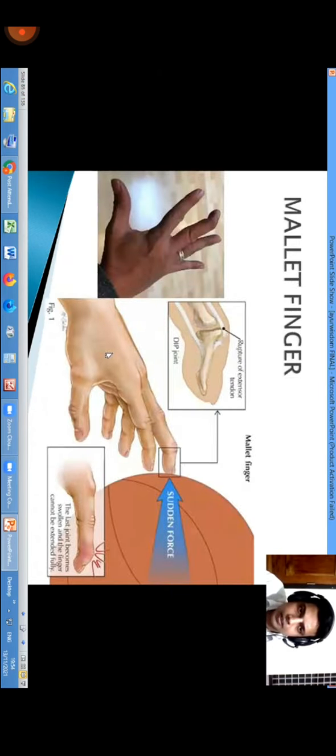Then coming to a common injury, mallet finger. Mallet finger, the reason is a rupture of extensor tendon. In this picture we can see the shape of this finger. This is mallet finger, and direct force will cause the rupture of extensor tendon and mallet finger occurs. Coming to the bandage or conservative management of mallet finger, 8 weeks bandage is a must. For 8 weeks, bandage is a must in case of mallet finger.